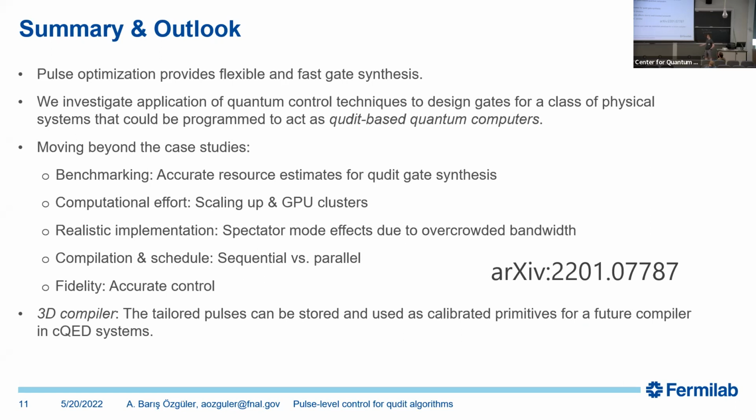Also the compilation and schedule: one can apply sequential gates or parallel gates. What is the optimal way to find it? I'm asking mostly questions, but we are currently trying to find some answers to these questions. And the last thing is we want to move beyond 0.99, obviously, to have accurate control. And the bigger goal is to be able to use these pulses in a compiler setting.